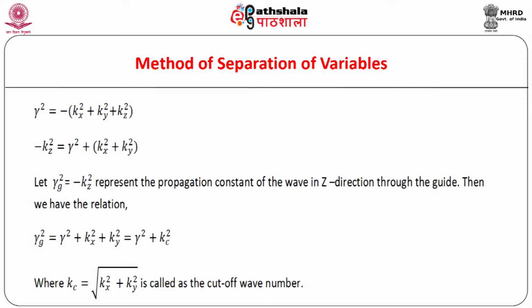From equation 4d, we obtain the expression for gamma squared as minus the sum of kx square plus ky square plus kz square, from which we get minus kz square is equal to gamma squared plus kx square plus ky square. Let gamma g squared be equal to minus kz square represent the propagation constant of the wave in the z direction through the waveguide. Then we have the relation gamma g squared is equal to gamma squared plus kc squared, where kc is under root of kx squared plus ky squared and is known as the cutoff wave number.